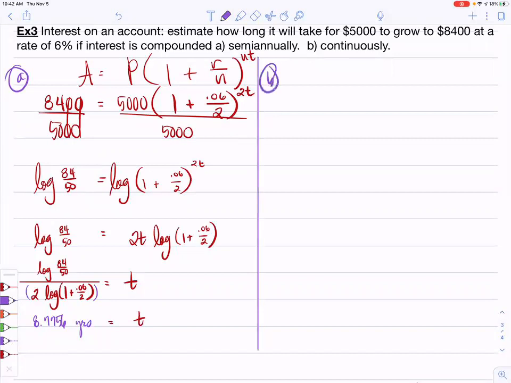Did you have a question, Becca? No. Okay. So Part B is the exact same amount of money, the exact same rate of interest, only now, instead of compounding twice a year, I'm compounding continuously. So how does this change my question? Yeah, the formula now, I have to use the shampoo formula. So A is equal to P times e raised to the rt power.